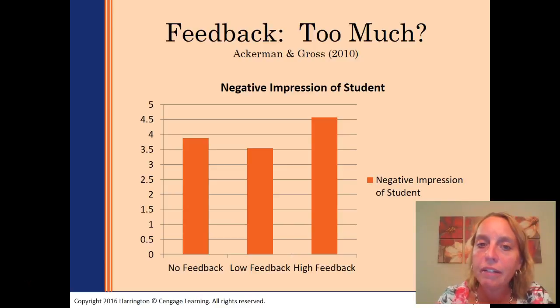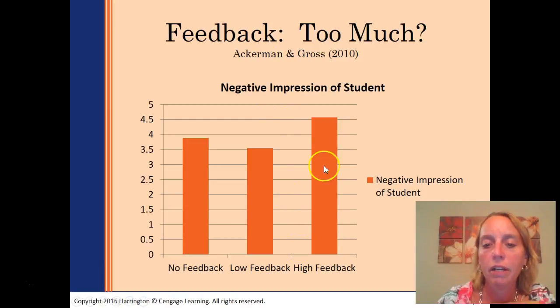So you can see here in this study by Ackerman and Gross, there was an interesting issue that took place, because if you gave a lot of feedback, you could see these orange bars here are indicating a negative impression of a student. Basically, these researchers gave papers with feedback on them and asked, what would you think if this feedback was provided to you? And if there was a lot of feedback, that was attached to the most negative impression of the student. So basically, a lot of feedback means the professor doesn't think highly of that student.